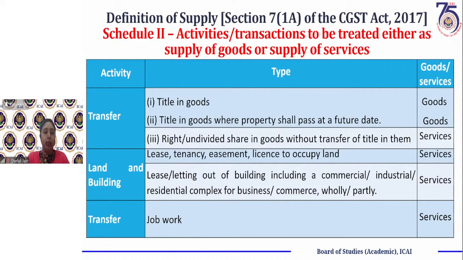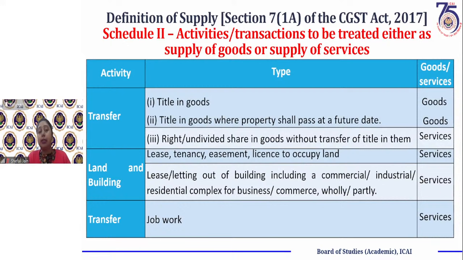Easement is when you are using someone's property, but you do not actually have possession. Just for a small period you're using it and then you are coming back. Or you can have an official license to occupy the land. So that is the lease, tenancy, easement or license to occupy land. That is a service. If you are renting a land, then it is a service.